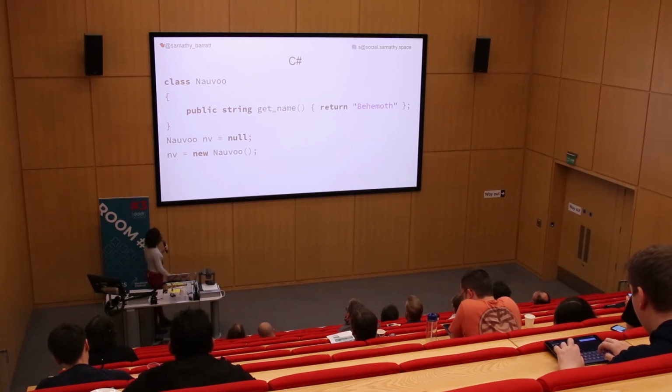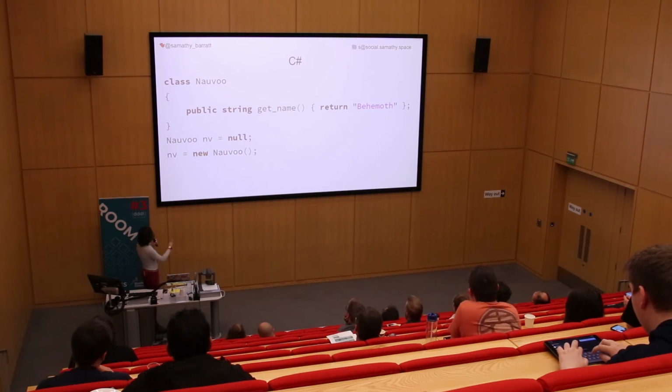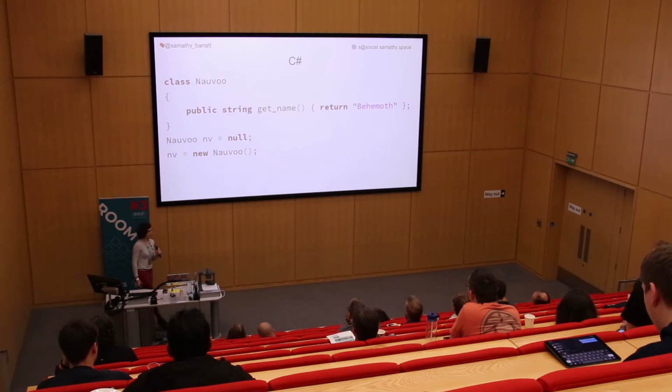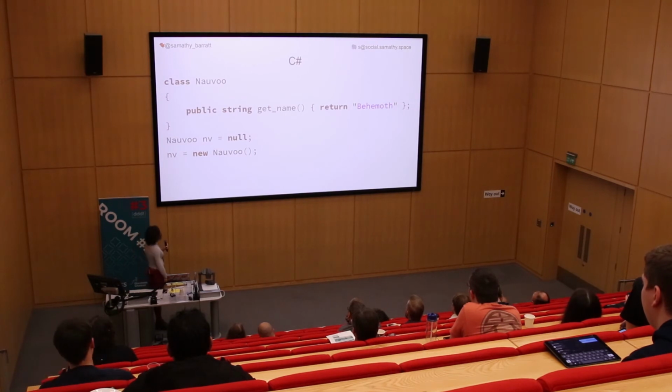So here's the example up here. Yep, we've got a class. We define a variable with the type of that class. We assign null to it, and then we can assign a new object to that variable later on. So you can use that null literal to make any reference null.